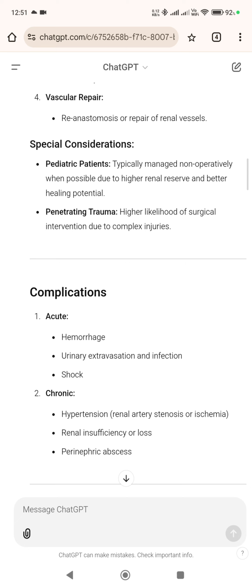Special considerations: pediatric patients are typically managed non-operatively when possible due to higher renal reserve and better healing potential. Penetrating trauma: higher likelihood of surgical intervention due to complex injuries.